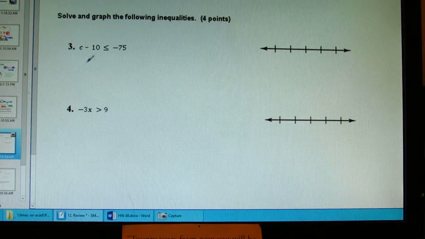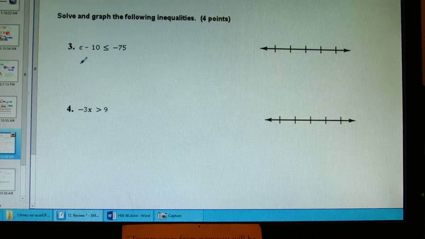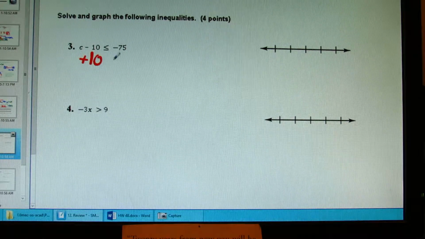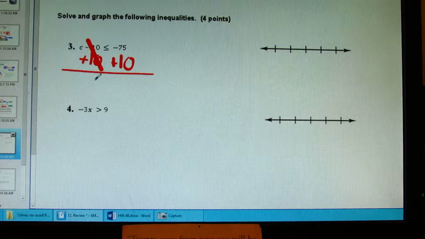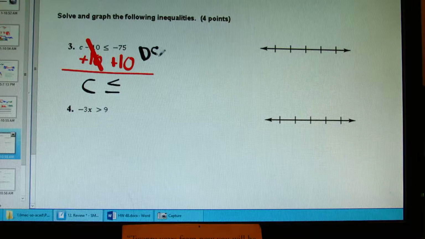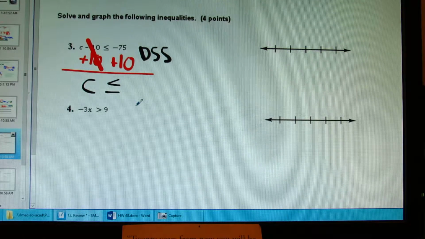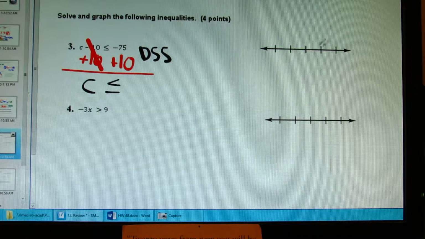Subtraction. In order to get rid of that subtraction, I'm going to need to add. I'm going to add 10 on both sides. These 10s will cross out, and I'm left with c is less than or equal to, this is different signs, subtract. If I subtract them, I'm going to get, I'm waiting. Are you doing it? Let's go. Different signs, subtract them. If you're done, start numbering your number line.